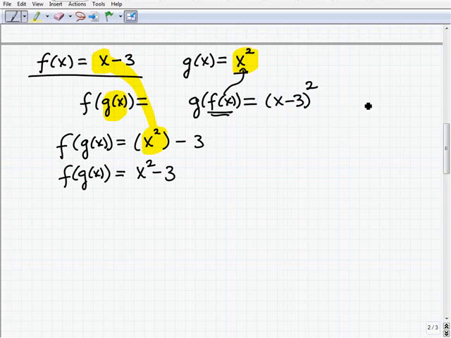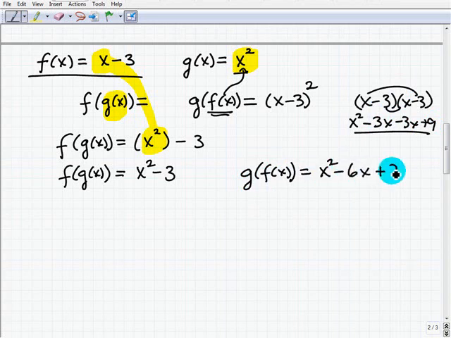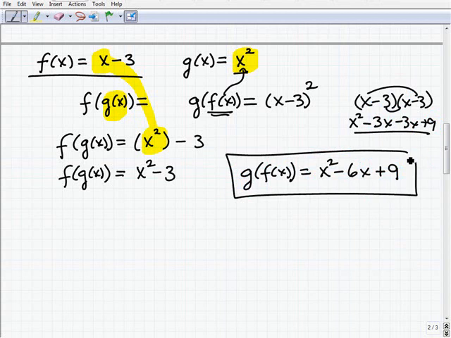Let's use our FOIL method here. X minus 3 times x minus 3, and there are a couple other techniques you could use. We get x squared, negative 3x, another negative 3x, and a positive 9. So g of f of x, when you combine like terms and everything's said and done, is x squared minus 6x plus 9. So there's g of f of x and f of g of x.